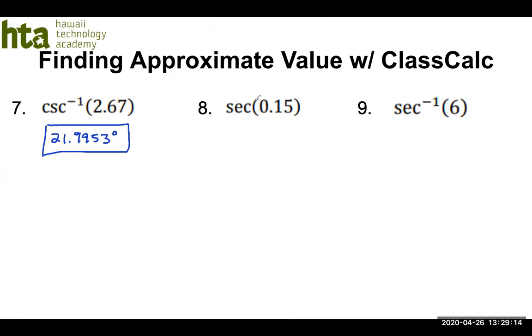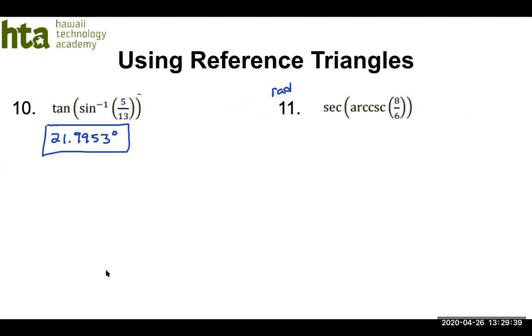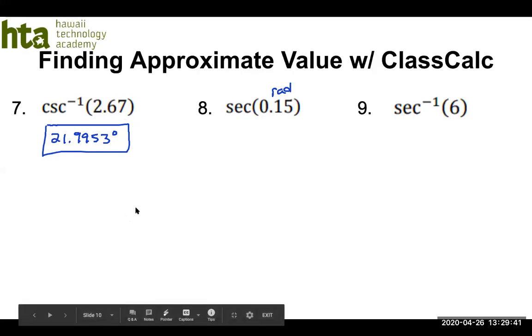All right, number 8, it does not have the inverse function. So the only way we can tell if it should be in degrees or radians is if there is a degree symbol in these parentheses. If there is a degree symbol, leave your calculator in degrees. If there is no degree symbol, this is radians. So this means we need to convert our calculator to radians, and we're just going to type in secant of 0.15. But it's got to be in radians.